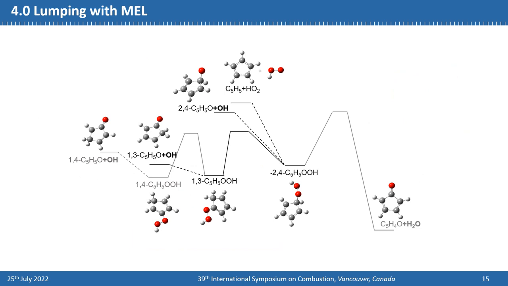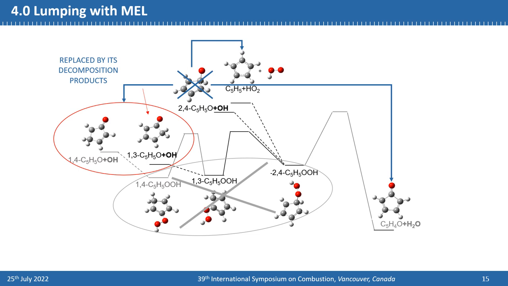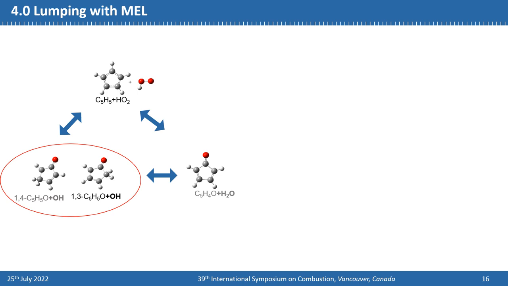At this point, we want to include the reaction network calculated into the CRECK kinetic mechanism. So we lumped the potential energy surface obtained so as to be consistent with the reactivity represented in the CRECK mechanism, and also to avoid including a large number of new species. So we implicitly included the reactivity of these unstable wells. We lumped together the two resonantly stabilized C5H5O isomers, and then we implicitly included the reactivity of the unstable 2,4 isomer by replacing it with its products. So the global reactions obtained were used to update the CRECK kinetic mechanism.